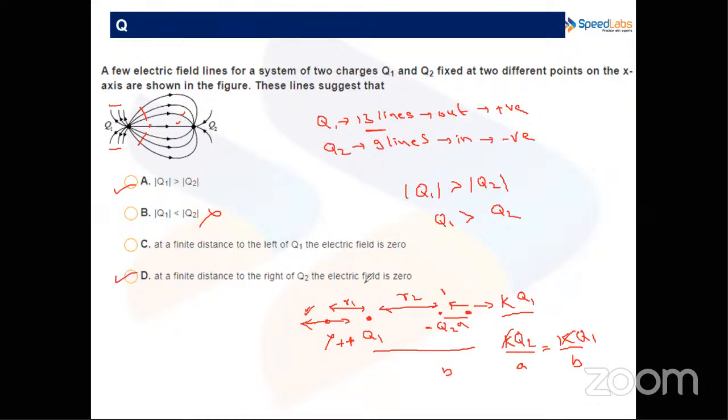Answer is AD. Has anyone sent the answer? Yes, Ayush, it's the correct answer. Answer is AD. Any confusion in this part?